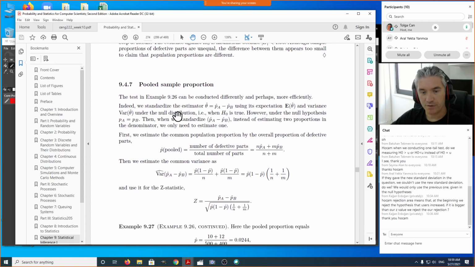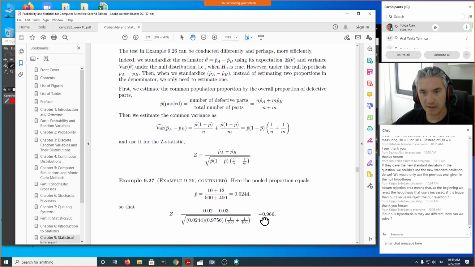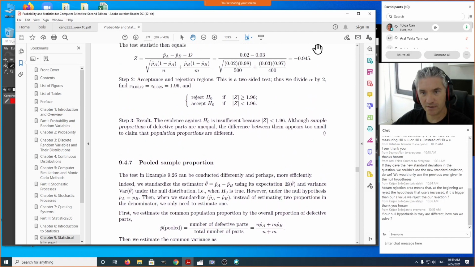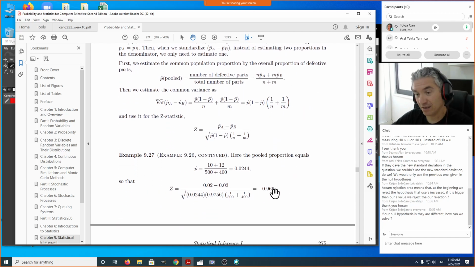So we could have, for the same example, this is example 9.26 continued, computed the pooled proportion to compute the pooled variance by putting all those numbers of defective ones and the total sample size together, and this becomes our pooled variance. And as you can see, it didn't make too much difference. Here it was minus 0.945, this is minus 0.966. It's still within the acceptance region. So having a pooled or individual variances did not make a difference.